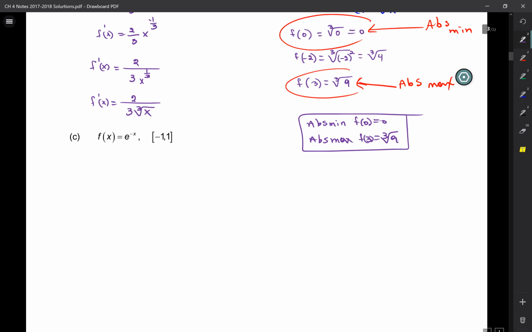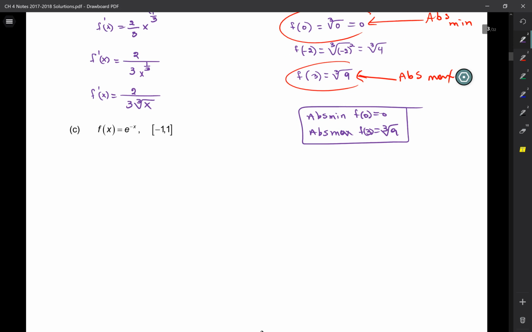Oh my gosh, e to the x, e to the negative x. What's f prime? E to the negative x times negative 1. It's like you guys just took a test on this or something, right? Okay, so f prime of x is negative e to the negative x.